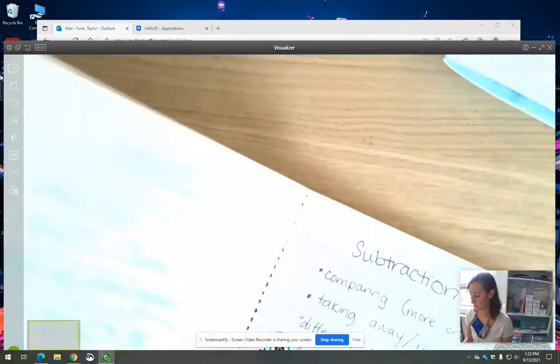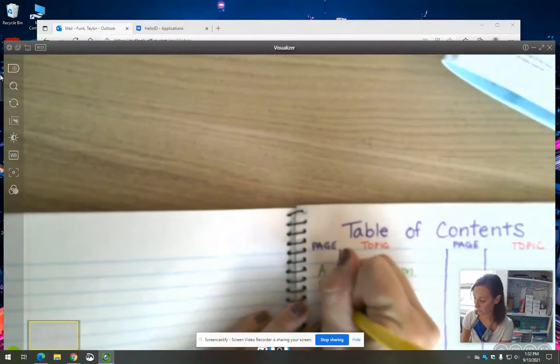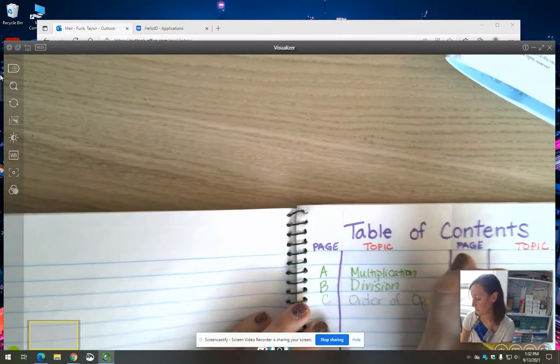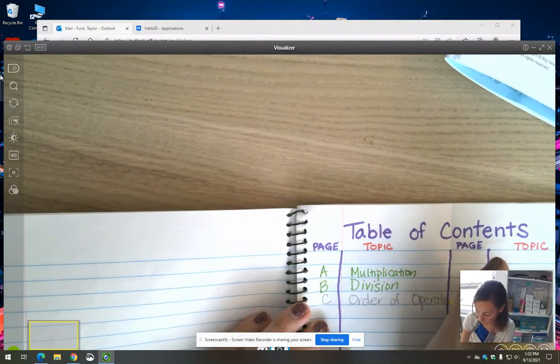I have too many tables of contents going. Just barely squeaked it in there.